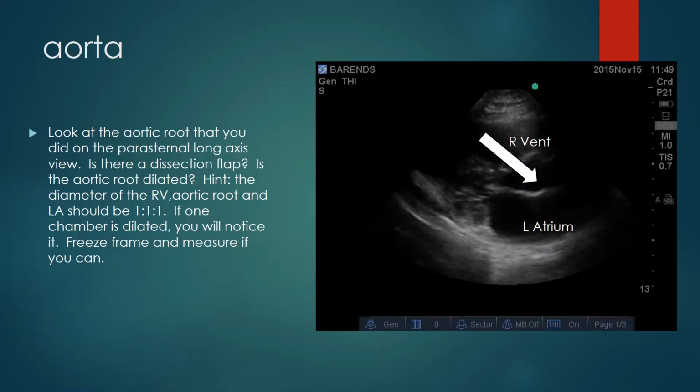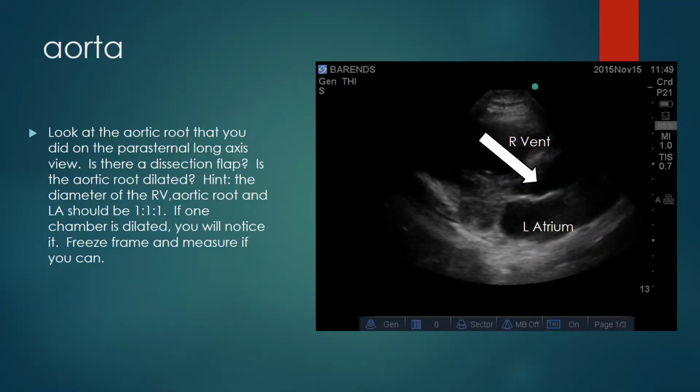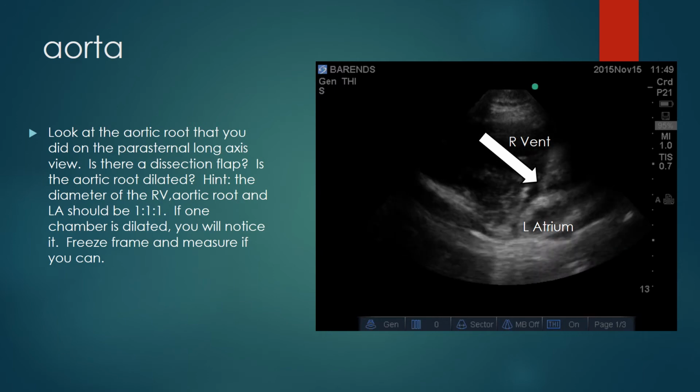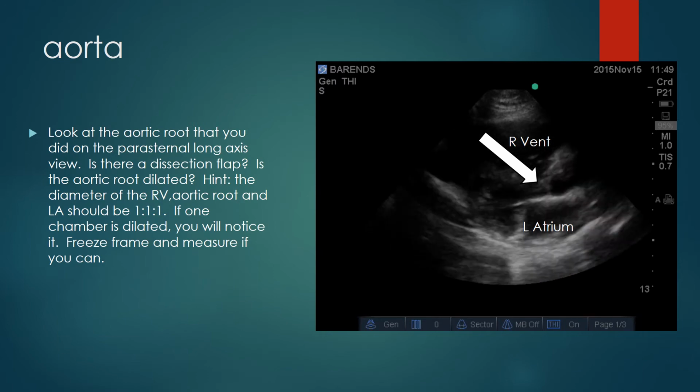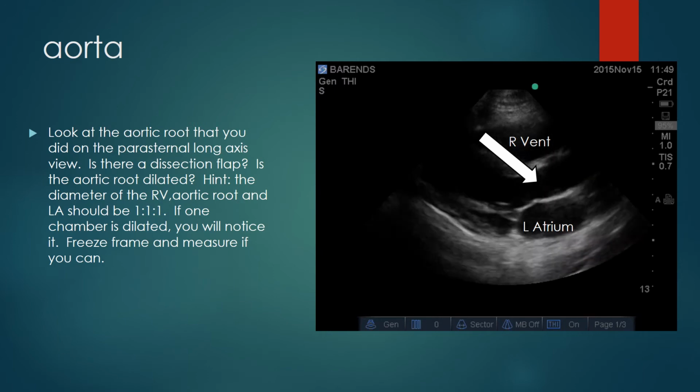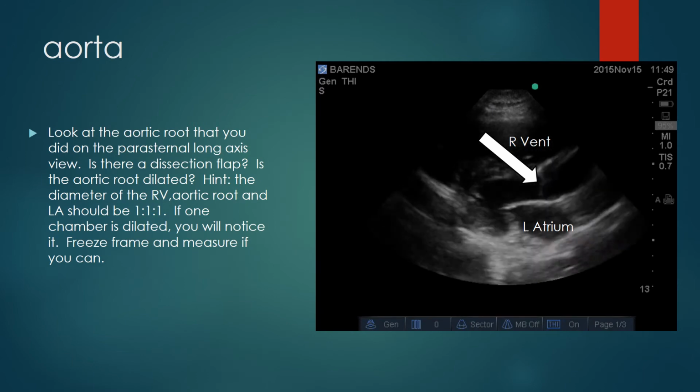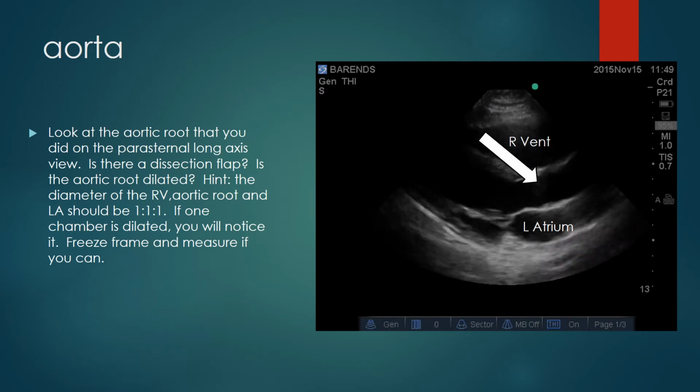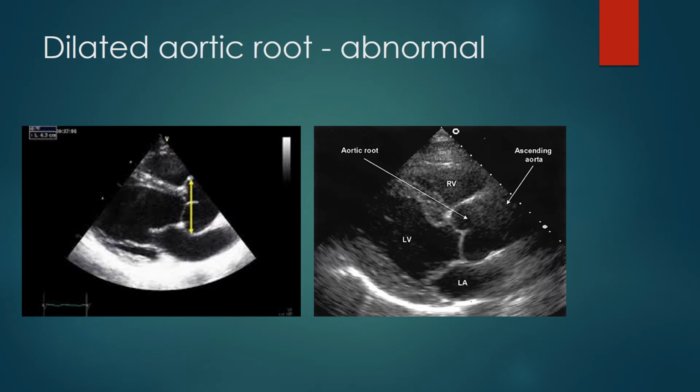It's easy to freeze your image at any time just to look at those parameters of measurement. If you see an aortic root which is 4 centimeters or greater, then you really seriously need to look for a dissection. Here is a dilated aortic root, and you can see that it has a much greater diameter than the RV, which is above it, and the left atrium, which is below it, on a parasternal long axis view. So you want to look at that ascending aorta, and in the next picture you will see a dissection flap.